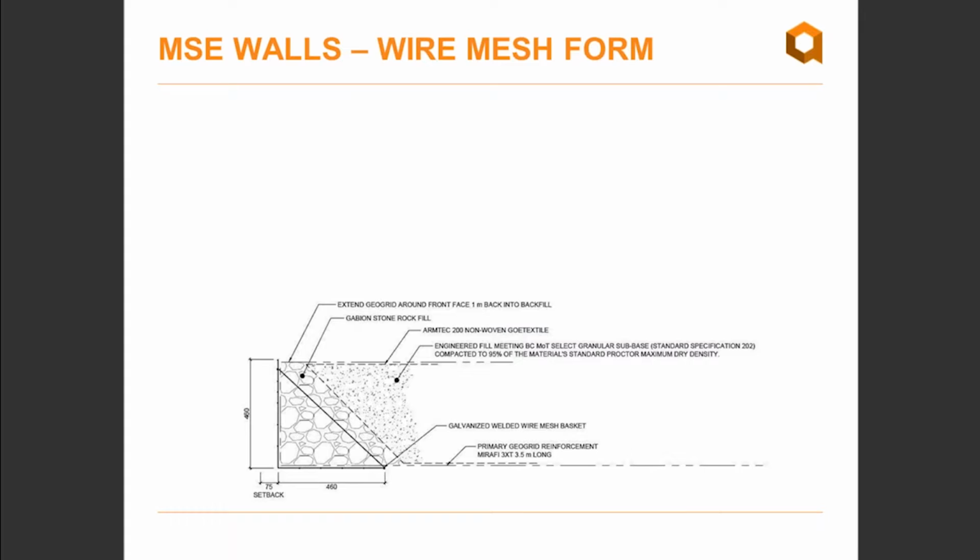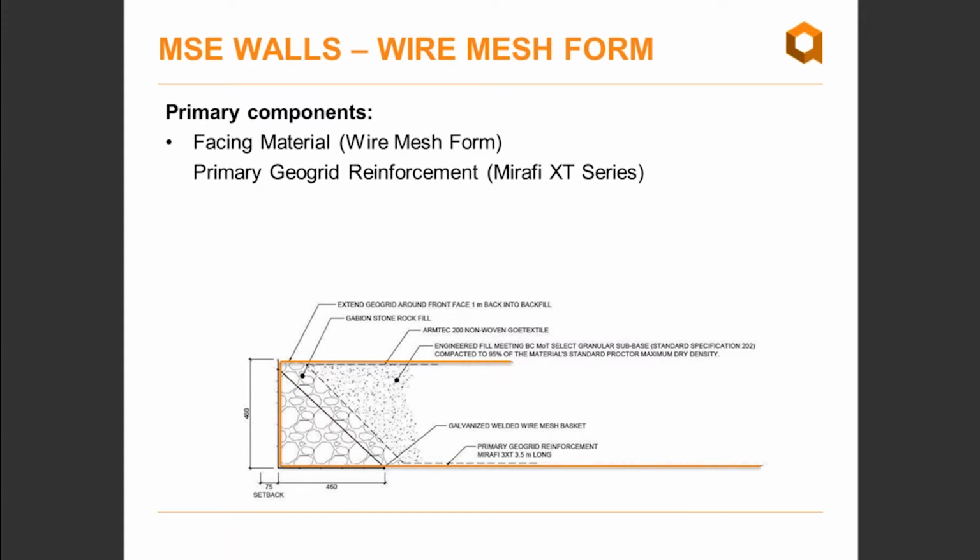So what I would say is probably the most common basic type of MSE system is the wire mesh form wall. So a few primary components. Of course, we have the wire mesh form itself as the facing material. We have the primary geogrid, which is the actual soil reinforcement.